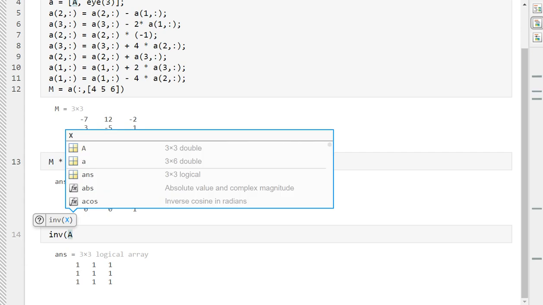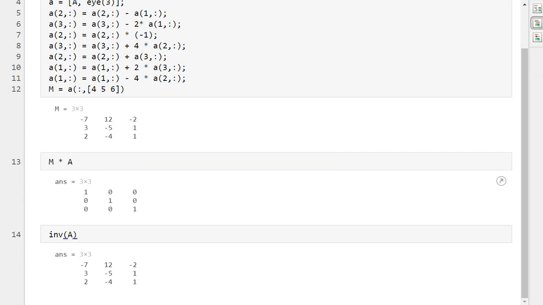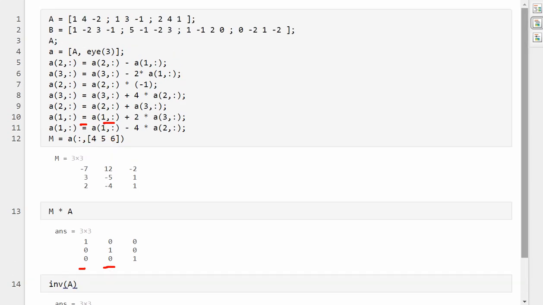If I just were to do inverse of A, you'll see that each of the components matches what I calculated when I got M by doing row reduction. So the point of this section is that I can find matrix inverses simply by row reducing. All right, and let's just finish this.